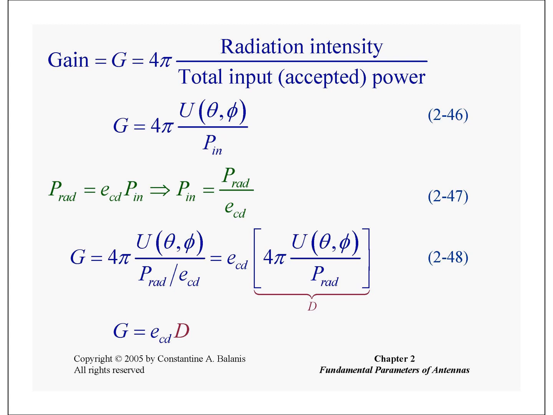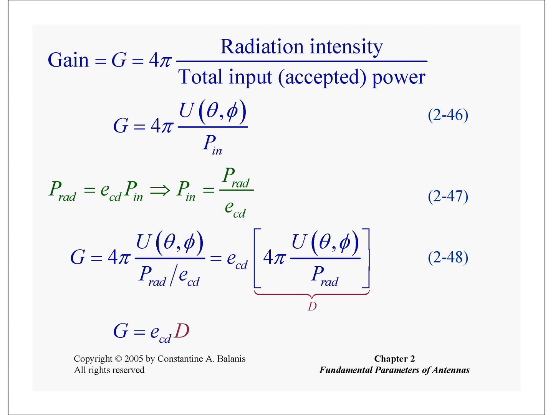Okay, maximum gain can be calculated, which is 4 pi times radiation intensity in a given direction, which is U theta phi, over the total input or total accepted power by the antenna, which is Pin. Now we know Pin is related to Prad by equation number 2.47. Prad is equal to ECD into Pin. From this we get the value of Pin, which is equal to Prad divided by ECD. Now substituting this Pin input power into equation 2.46.